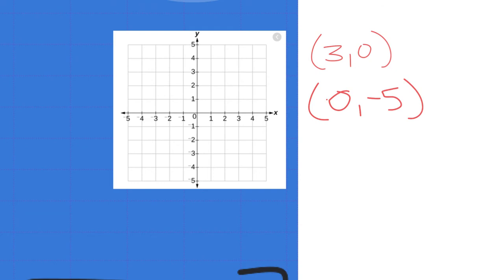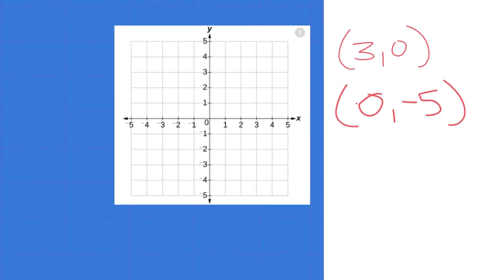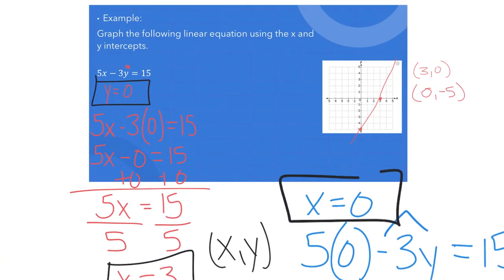All right, so let's graph these, and now we can see what our graph looks like. So we're going to go over 3, but stay on the 0. That's our first point. And then we have 0, and we're going to go down negative 5. So from here, I do my best to draw myself a little line, and I can now see my graph. That's not a great line. Like I said, I'm not very good at drawing these lines, okay? But from there, this equation, when on a graph, looks like this.